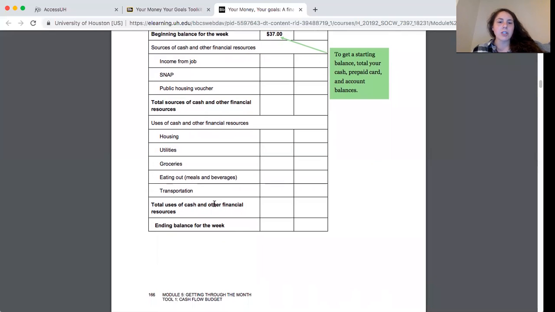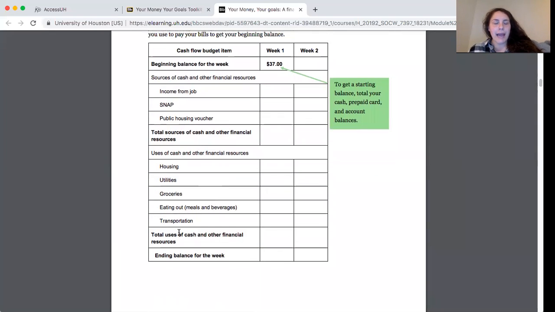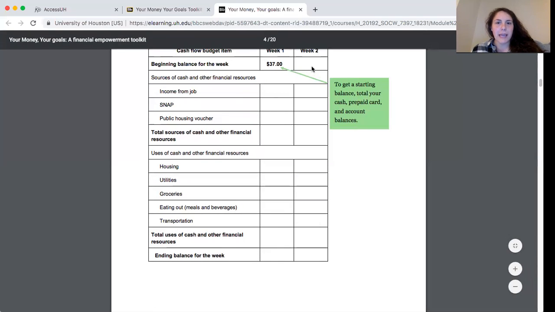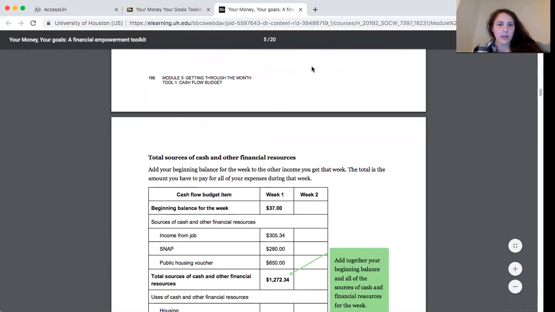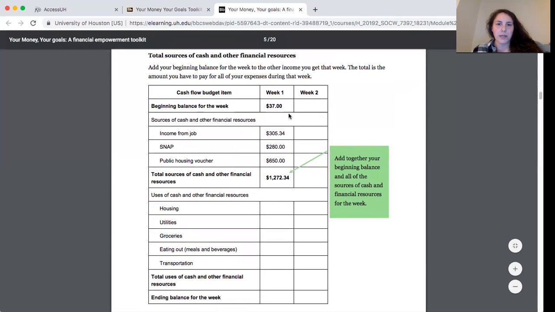Total uses of cash and other financial resources. Okay, so basically income, outcome, what I have left. So starting, adding it all up, doing the math, and then I'll go down and show you the example. And this will be your ending balance, which will jump up for the beginning balance of the next week. So it's easier to see when we plug in numbers. So again, the $37 is what I'm having to start.